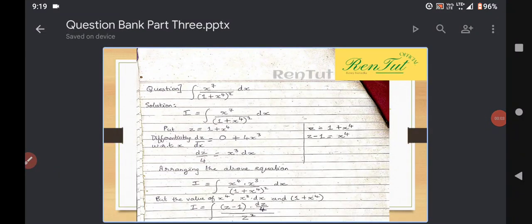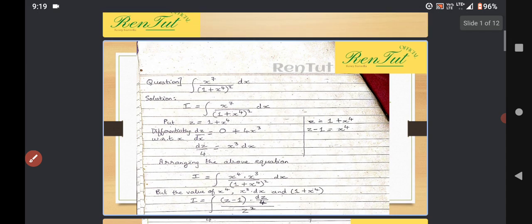Now we had seen earlier that it is 4x cube. So this part was 4x cube, which we had already discussed. After 4x cube we can see dz by 4. You can see the question, in the question there is no 4. So that is why 4 has been shifted from the right hand side to the left hand side.